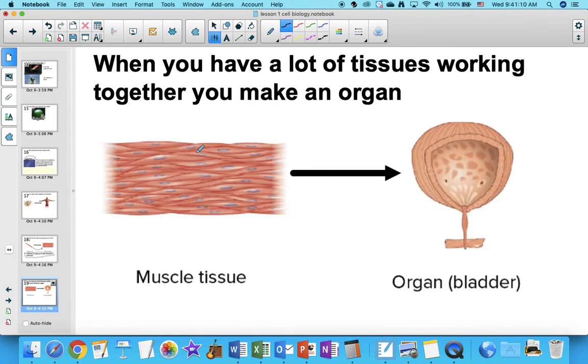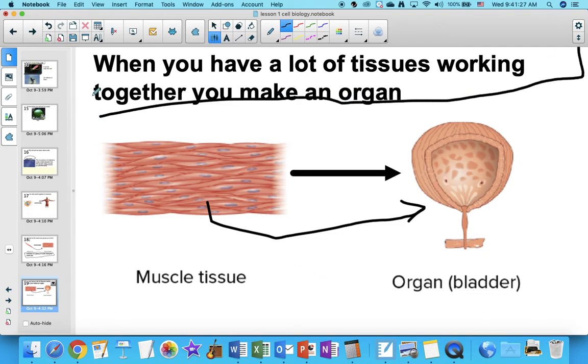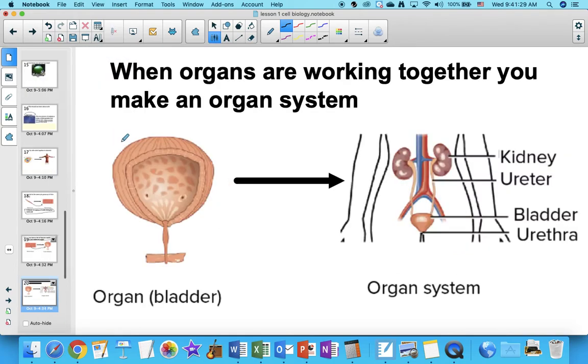Well, if you have a bunch of tissues working together, you have an organ. So if you have all this smooth muscle tissue working together, you end up with an organ. And in this case, it would be your bladder, right? So when you have a lot of tissues working together, you have an organ. When organs work together, you have an organ system.